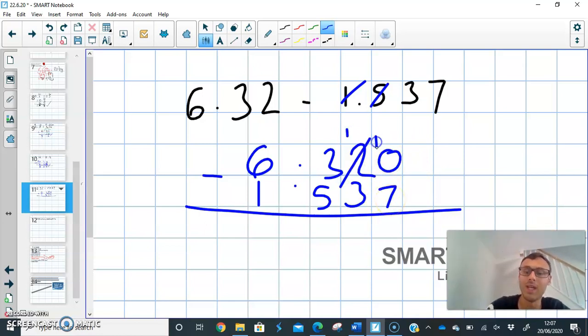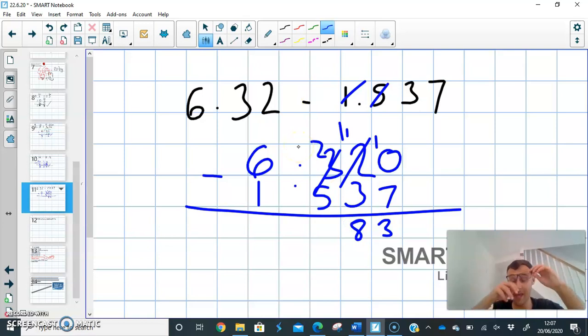So the 2 becomes a 1. 10 take 7 is 3. 1 take 3. I cannot do it. If I hold up the top number, which is 1, and take away 3 from it, I can't do it. So 3 becomes a 2. 1 becomes 11. 11 take 3. 11, 10, 9, 8 is my answer there.